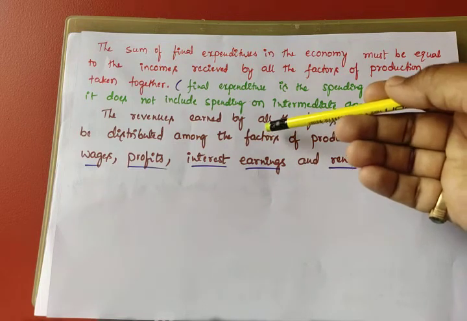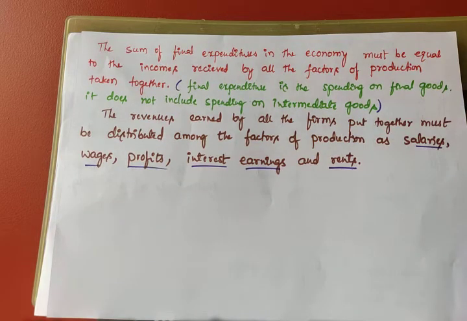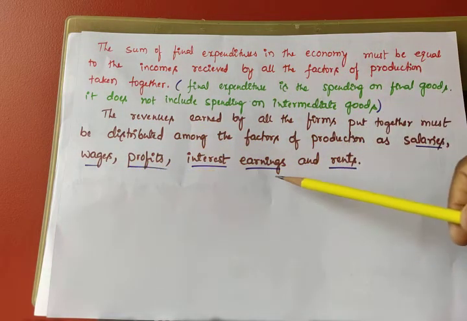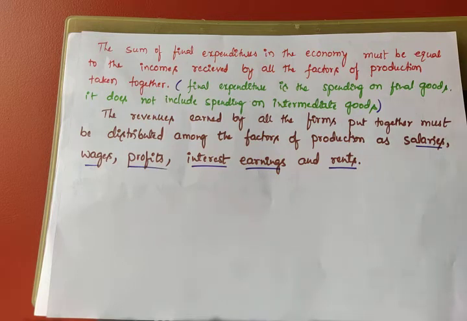Here the revenue earned by all the firms or individuals must be distributed among the factors of production, compulsorily. That is in the name of salaries, wages, profits, interest, earnings and rents. Everything we receive when we are providing services to produce goods and services, the rewards that we receive, is called income.